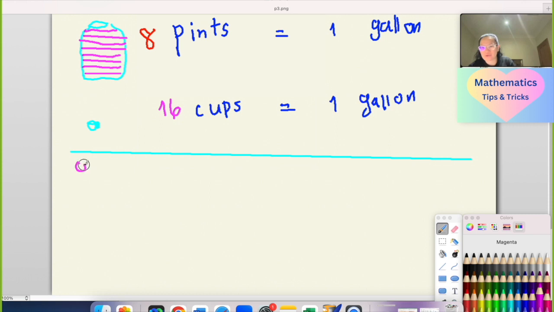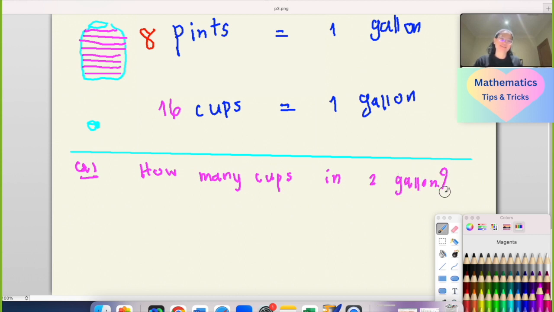Okay, question 1. How many cups can you write down with me please in 2 gallons? How many cups in 2 gallons? 32. Very good. So your solution, can you write down with me please: you know that 1 gallon is 16 cups, so for 2 gallons you just write down 2 here and you multiply.